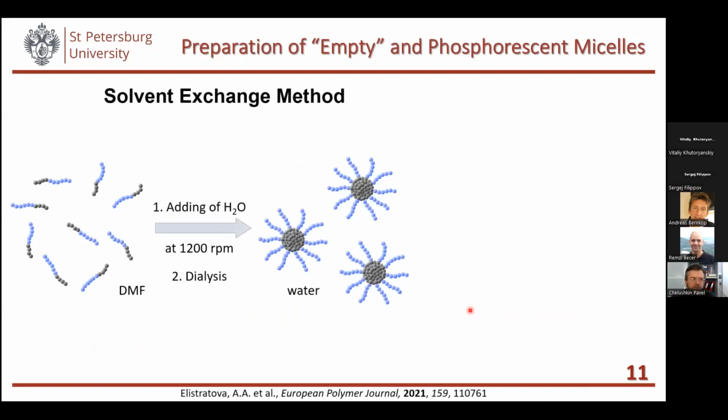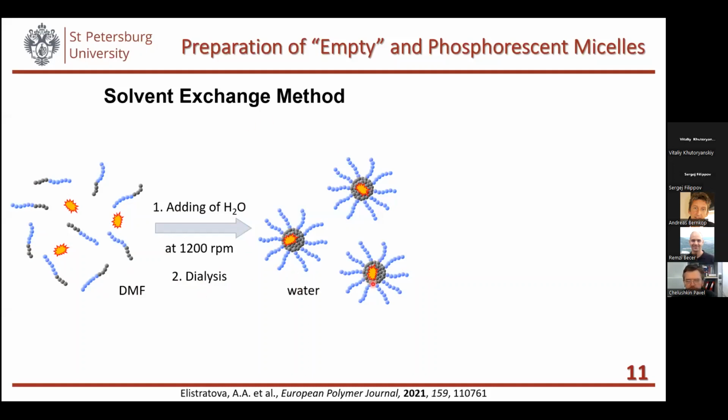We've used the so-called solvent exchange method to prepare micelles. In this method, we start from a common solvent like DMF, for example, and then we add water slowly, and during slow addition of water at vigorous stirring, we obtain micelles. Then we get rid of DMF by dialysis, and finally we get aqueous dispersions of micelles. If we add phosphors into the starting solution, we get phosphorescent micelles.